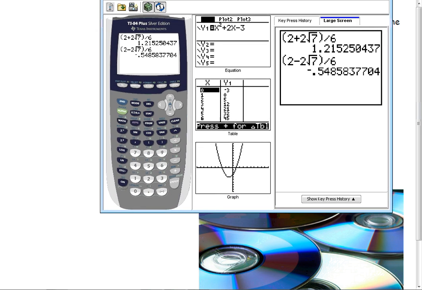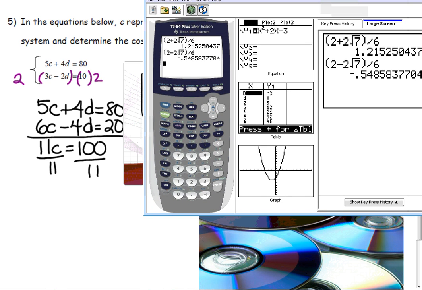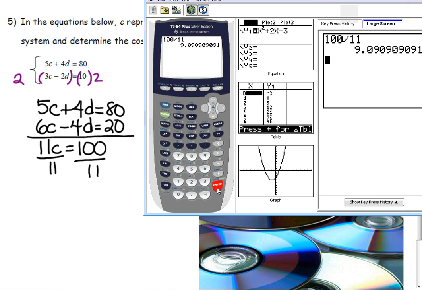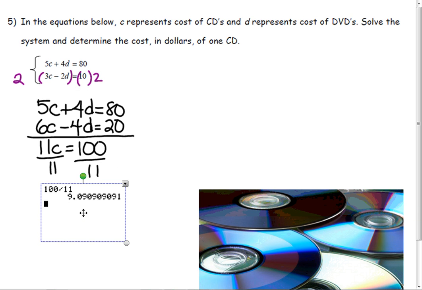Oops, come on, slide. Okay, so I'm going to clear that out. It's confusing. It's 100 divided by 11. Well, it doesn't go in evenly. It's $9.09. Nothing ever comes out evenly in the real world, right?